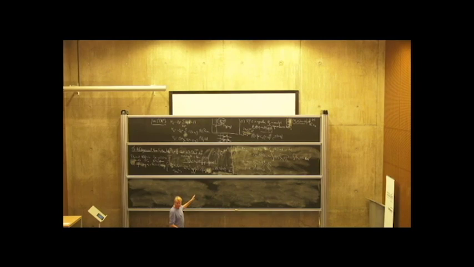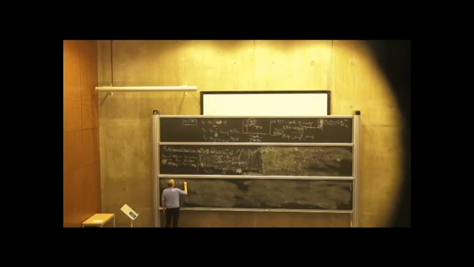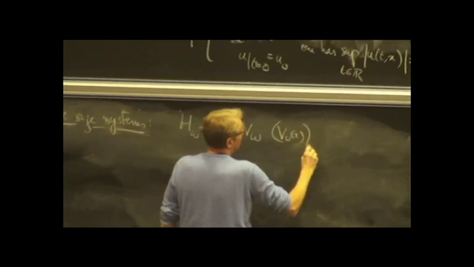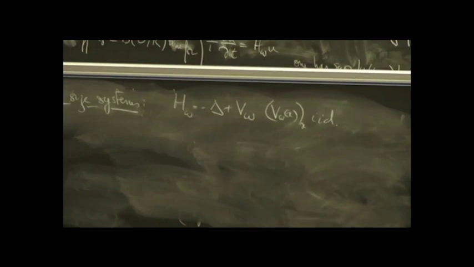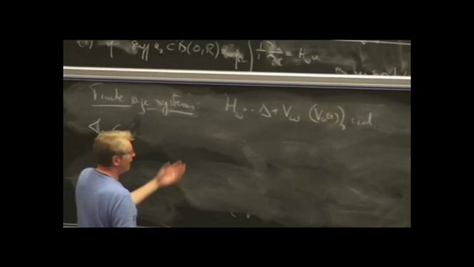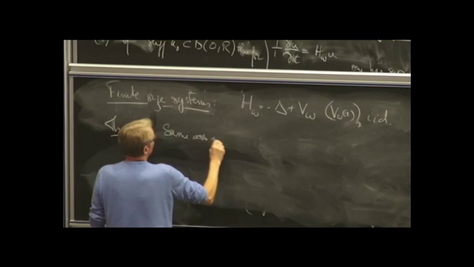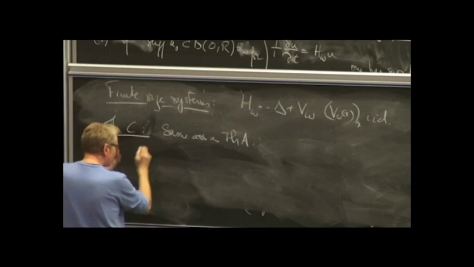So still the same operator. I'm looking at my Anderson Hamiltonian, minus Laplacian plus V omega, IID. And now I'm going to look at a theorem. Same assumptions. Well, some conclusions. It starts the same way.